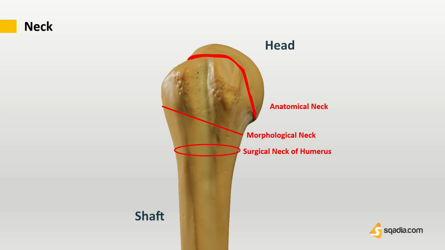Let's have a run through. We have the ball and the neck, the anatomical one, the morphological, and the surgical neck of the humerus.